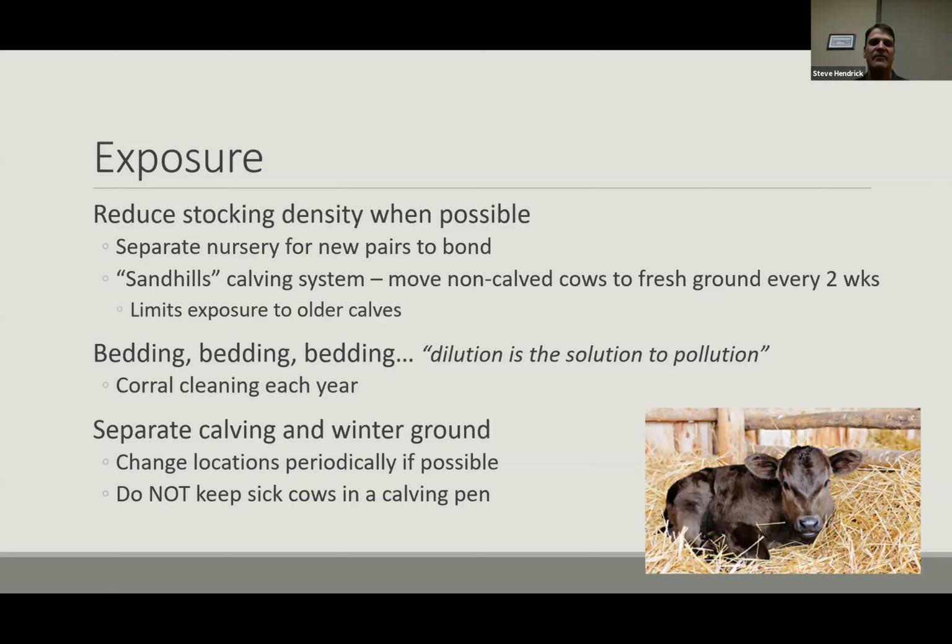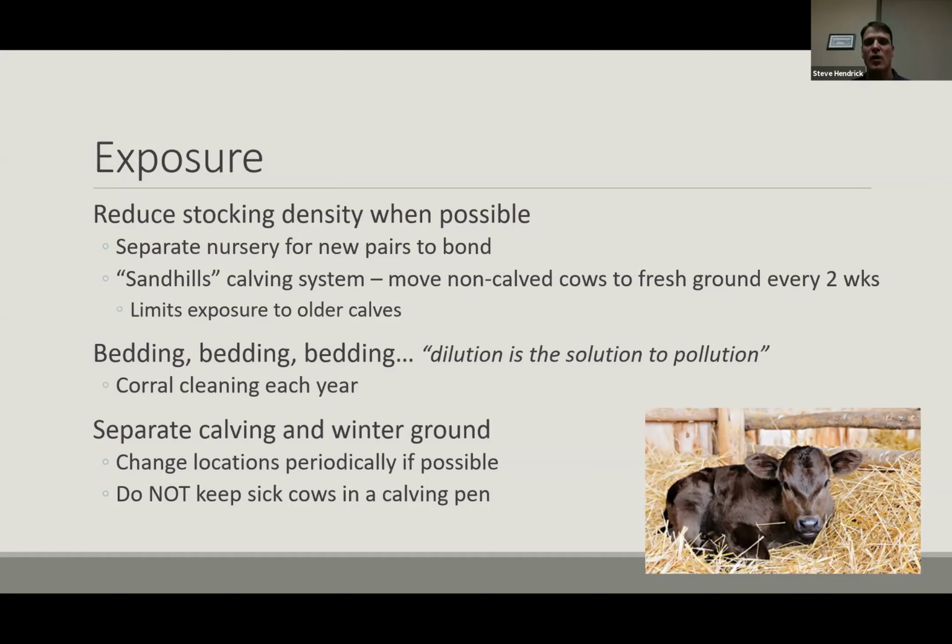Having a separate calving and wintering ground, and that too, when we're in confinement, can be difficult, but that's something to think about. In a perfect world, if we could change locations periodically, and that becomes tougher and tougher with winter calving in my mind.